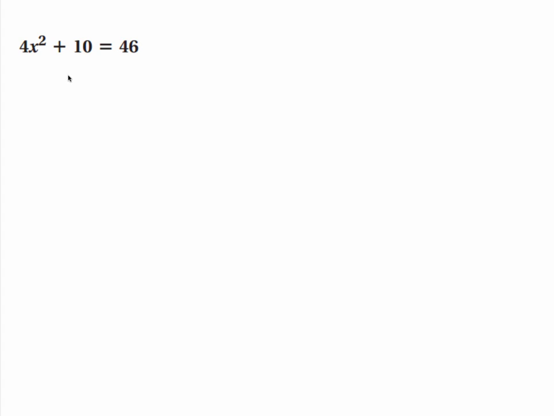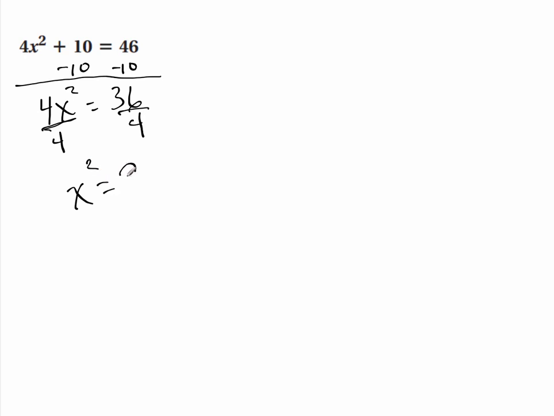Suppose I have 4x squared plus 10x is equal to 46. The first thing I need to do is to get all of the constants on the right side. So I have 4x squared is 36. Now I need to get the coefficient of x squared to be 1, so I need to divide both sides through by 4. So x squared is equal to 9. So now I take the square root, and when I take the square root, I have x is plus or minus the square root of 9, or plus or minus 3.